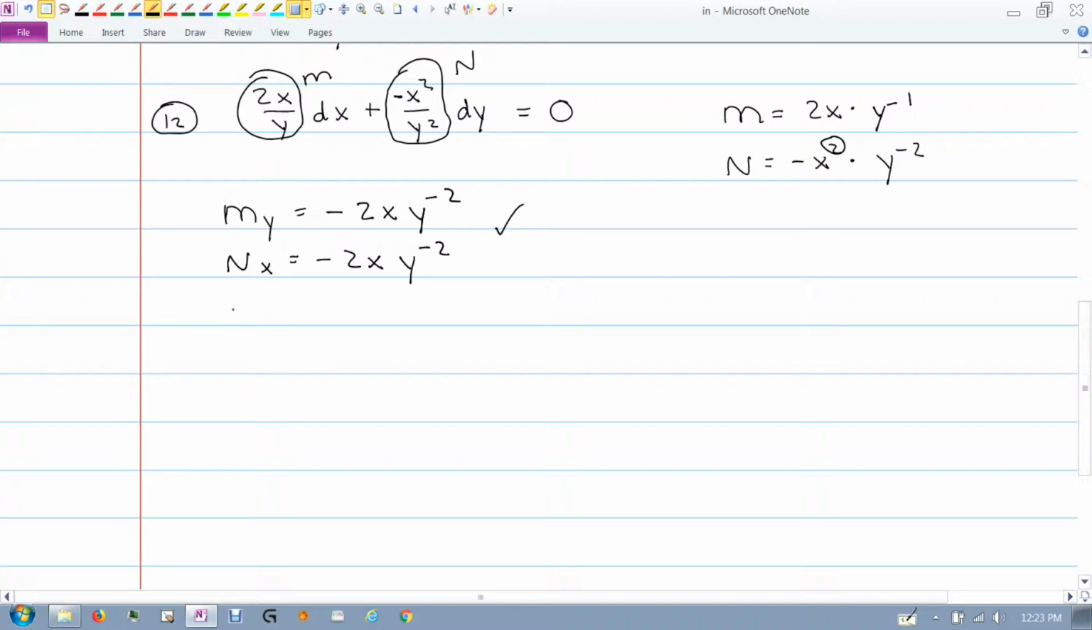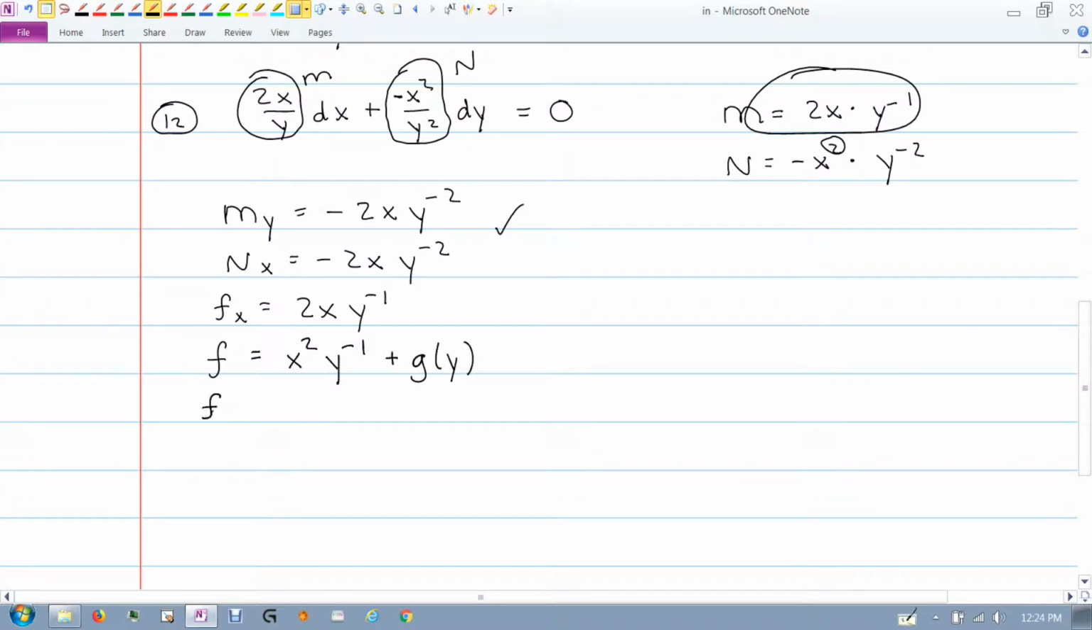So that means that partial of f with respect to x has to be 2x y to the negative 1, which I'm using this version up here. And then the antiderivative of that with respect to x would just be x squared y to the negative 1 plus some possible function of y. And the derivative of that with respect to y is negative x squared y to the negative 2. So I was just using power rule on y to the negative 1 plus g prime of y. And you'll notice that this matches up here exactly.